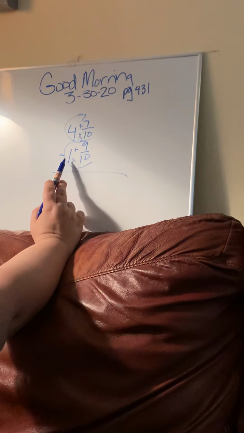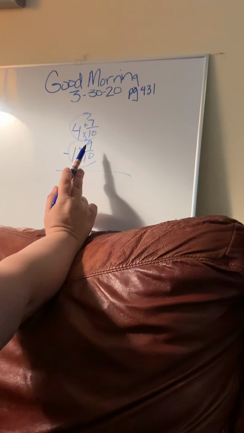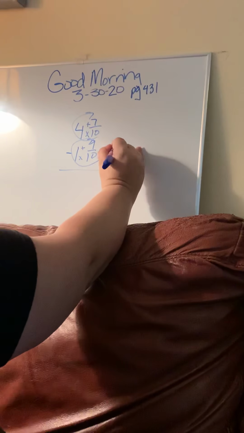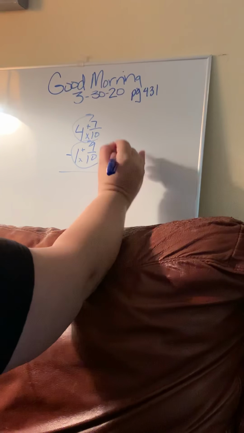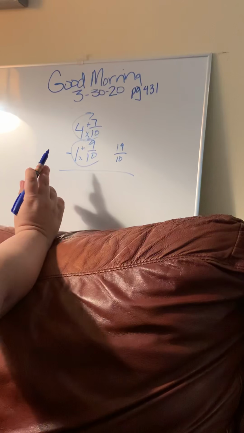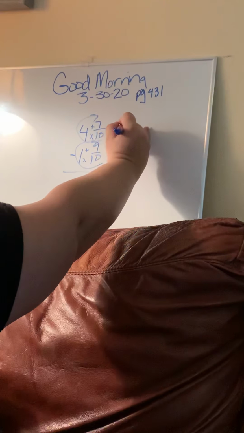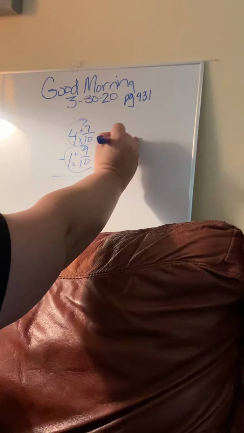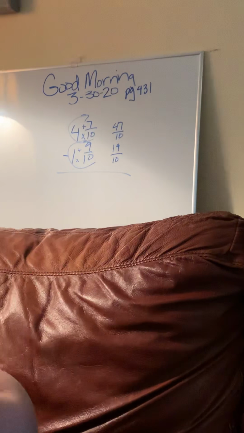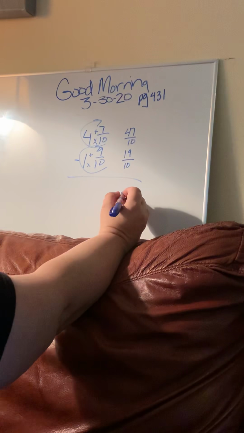So 10 times 1 is 10, plus 9 more is 19. So 19 over 10. 10 times 4 is 40, plus 7 more is 47 over 10. Then you just subtract 47 minus 19.